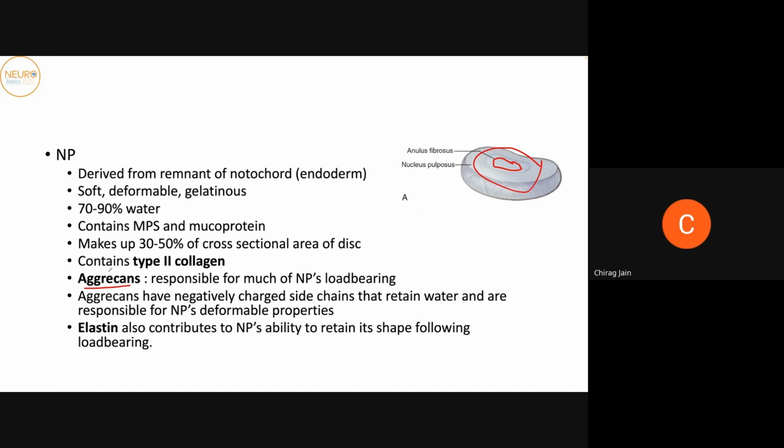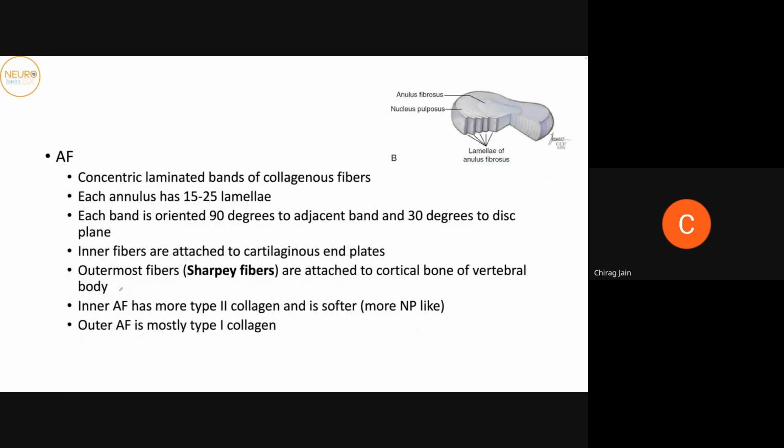It also contains type 2 collagen and elastin. So these are all together important for the load-bearing properties, but the most important characteristic there would be the aggrecans, which are able to hold all this water. The nucleus pulposus is then surrounded by the annulus fibrosus.